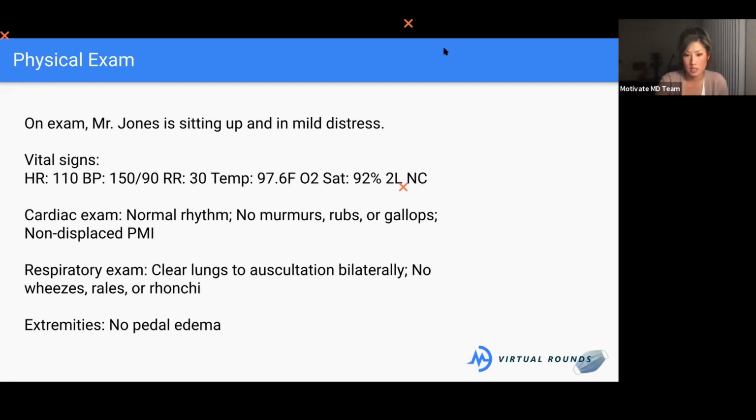Still have to consider it with his smoking history. But no wheezes, rales, or rhonchi, meaning we're not seeing any blockages. He's probably not asthmatic. And no pedal edema, as I mentioned before, meaning congestive heart failure is much less likely. Questions about this?